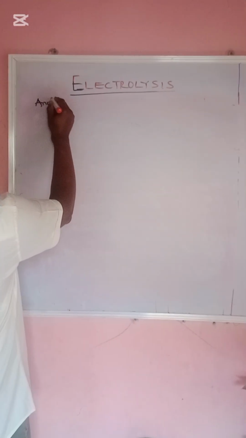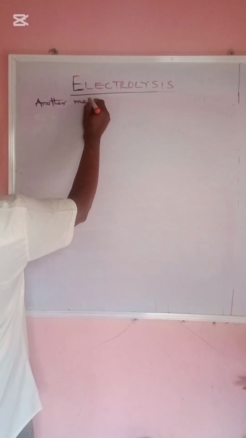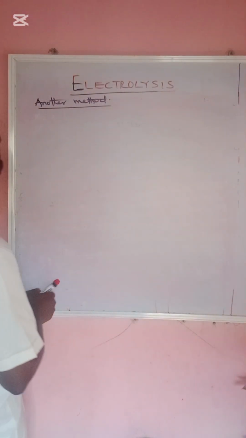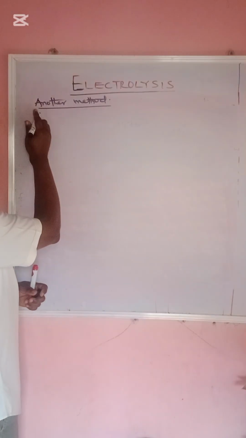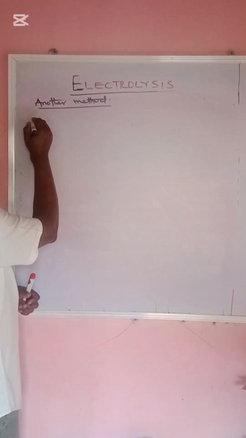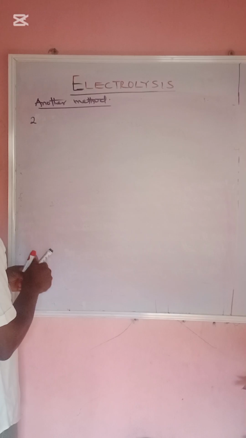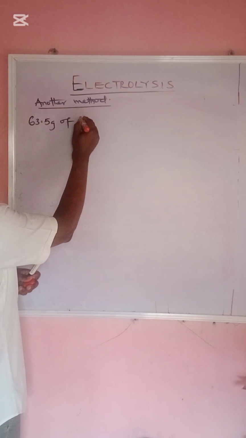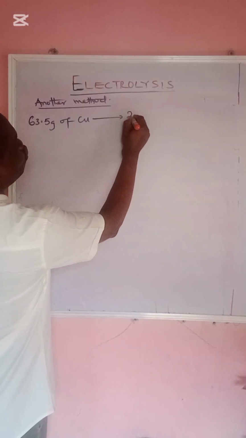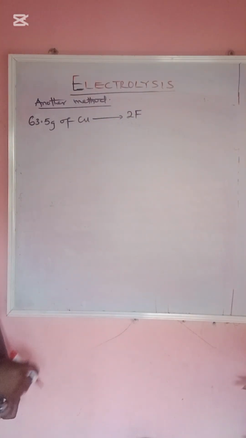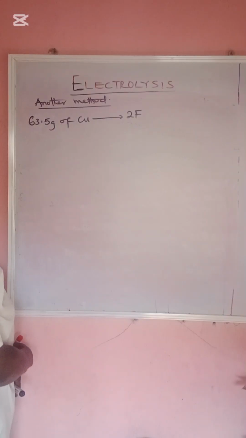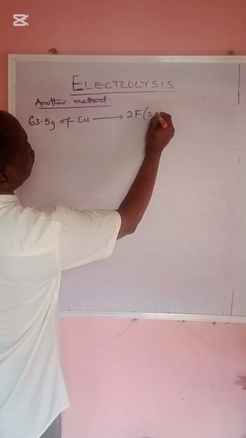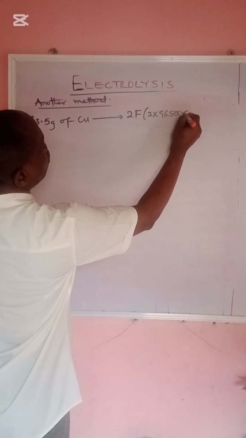Another method of solving the question. Copper is a divalent metal element. So definitely 2 Faraday: 63.5 gram of copper will require 2 Faraday. Please take note of that, which is equal to 2 times 96500 coulomb.